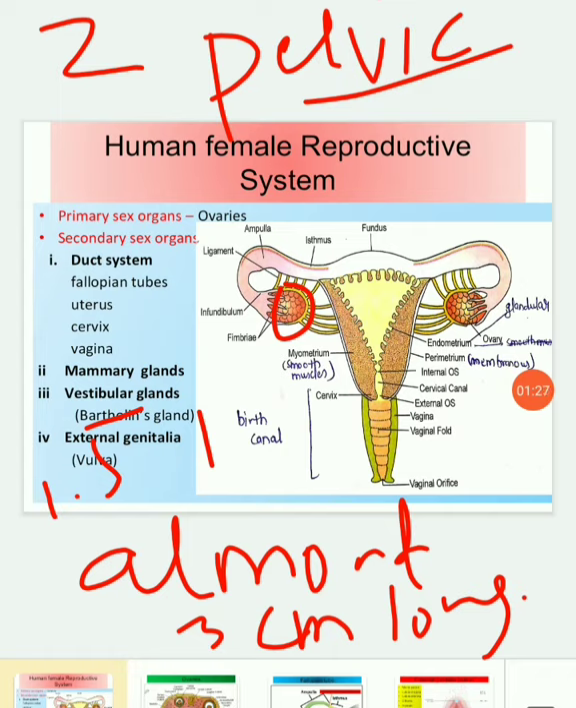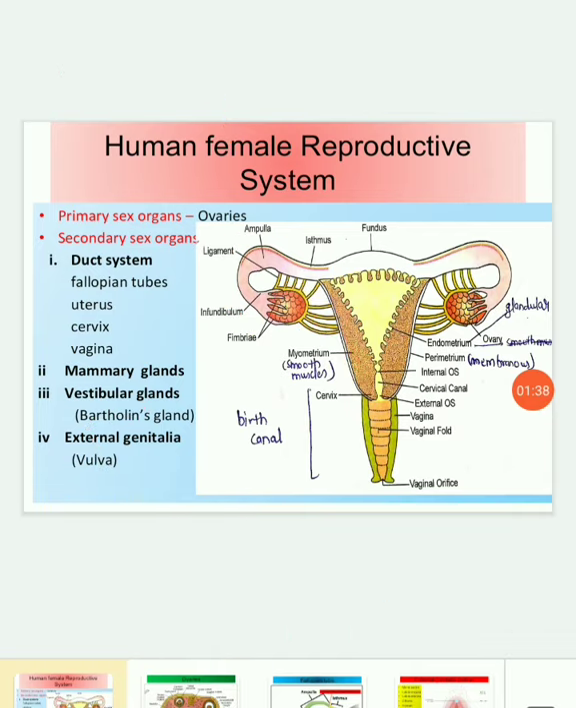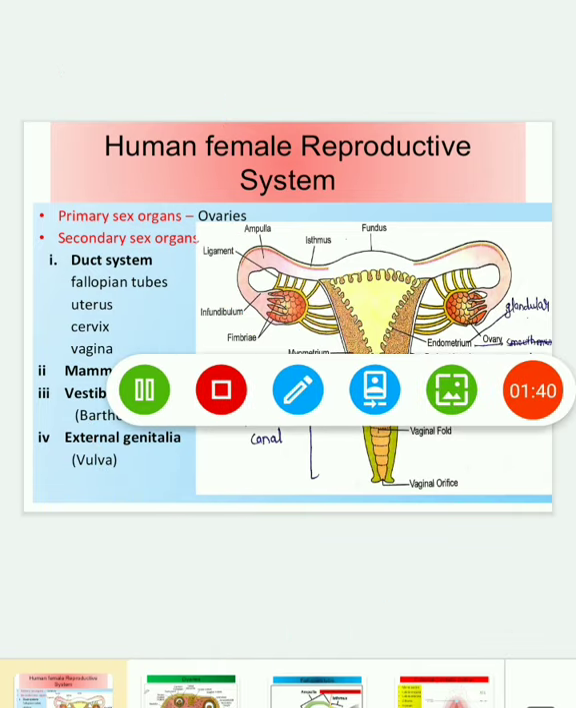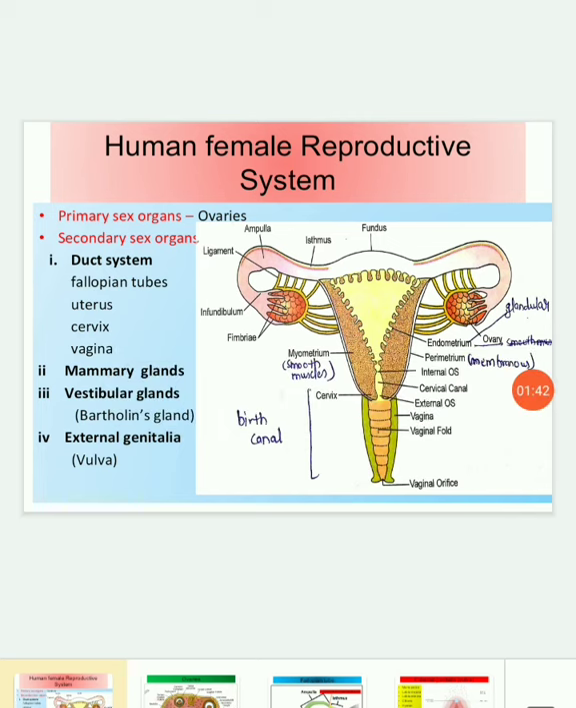These ovaries are attached with the uterus and the pelvic body through a filament, which is called a ligament. You can see over here it is the ligament. So now let's have a look at the structure of the ovary in detail.